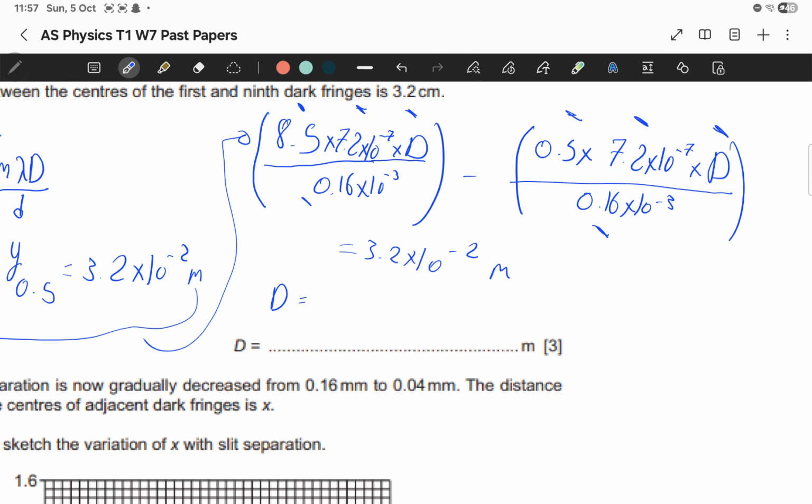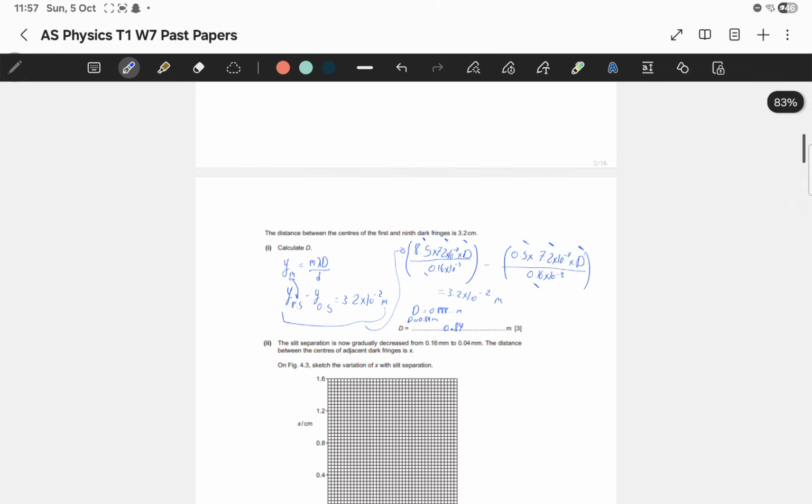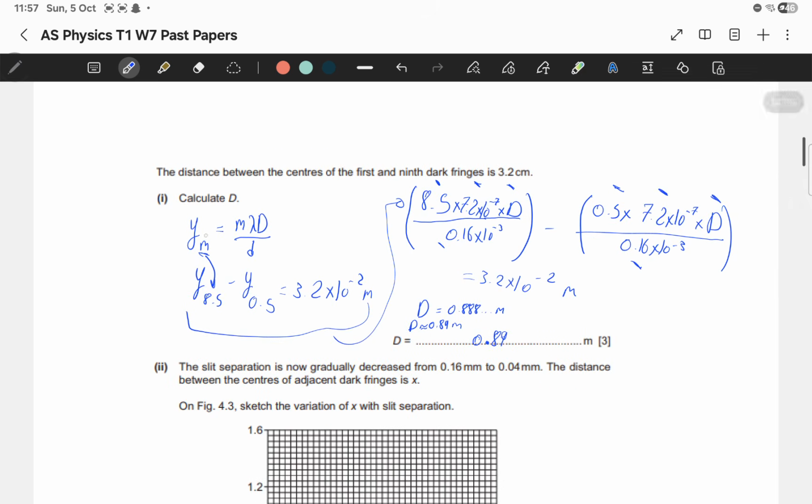So D is going to equal 0.888 repeating meters. Now, in A-level physics, you tend to round to two significant figures, so D will round to 0.89 meters, and that's my answer. The meters is already given. Now, a quick note about this. The marking scheme uses something we've never been taught, unless you know the formula. The formula that they use, I believe, is y equals ax over D. I have no idea what this formula is, and I don't really know how to use it, because again, we've never been taught it.